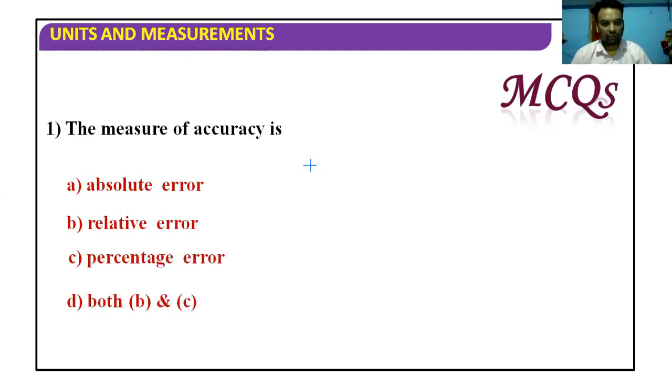The measure of accuracy is: absolute error, relative error, percentage error, both B and C. So both B and C. To measure the accuracy, with the help of absolute error, it's not possible to find out the accurate value. So to find the accurate value of any experiment or any observation, we have to find out the relative error, or we have to find out the percentage error.